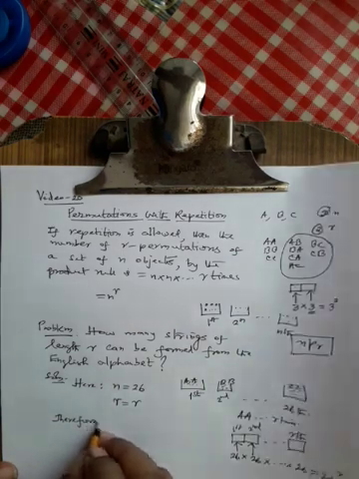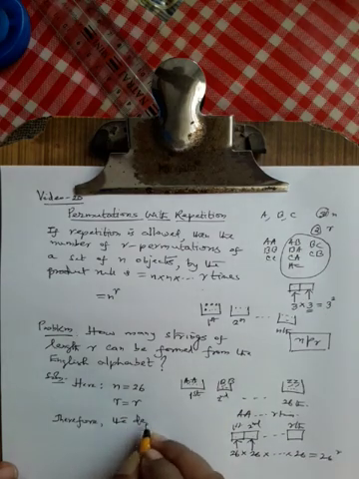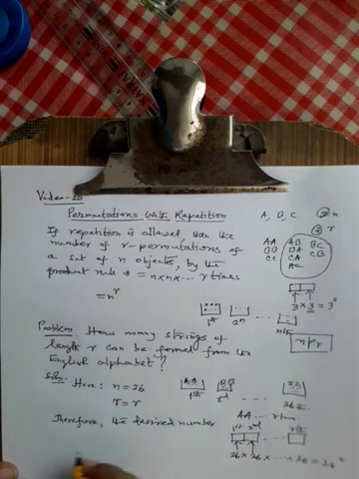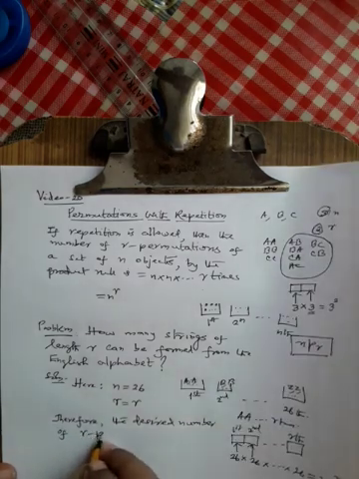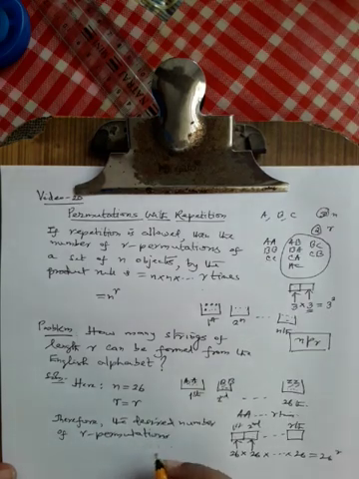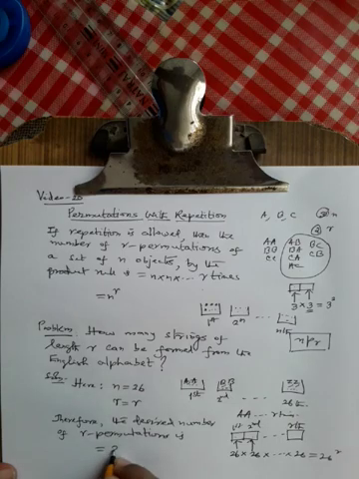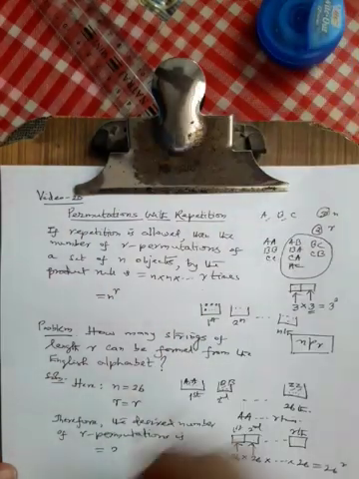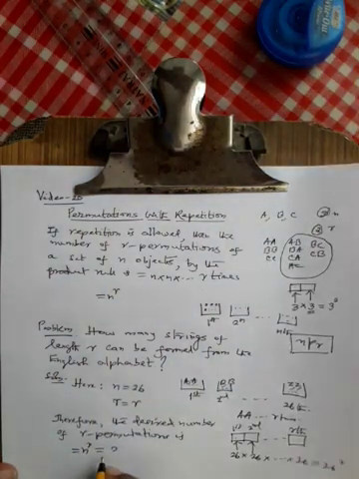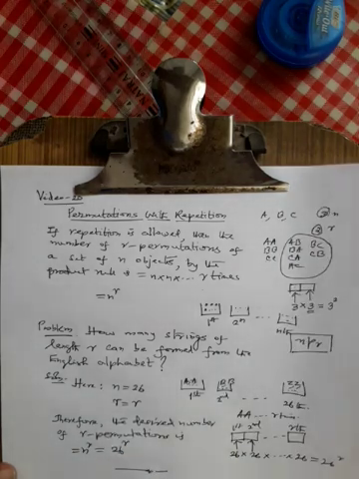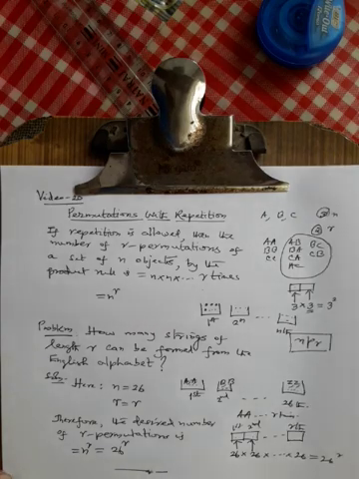Therefore, the desired number of r permutations, a permutation consisting of r objects, is equal to n power r, which is 26 power r. So this is about permutations with repetition.